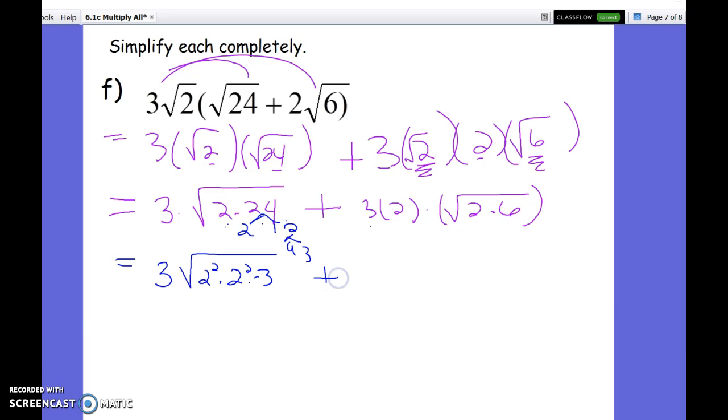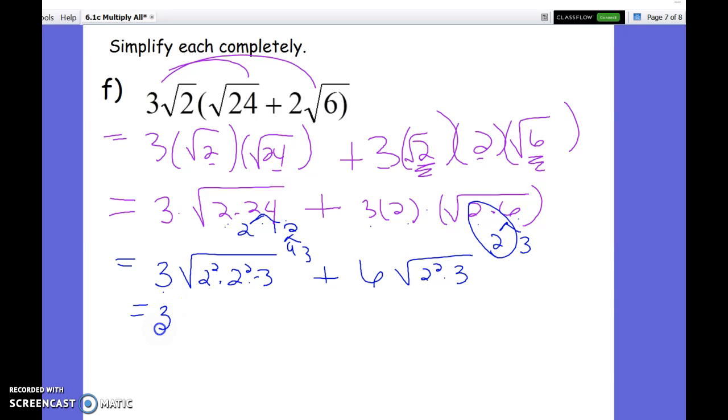Then we're going to add. Well, 3 times 2 is just 6. And underneath our radical, we've got 2 times 6. But 6 is really 2 times 3. We could rewrite 2 times 6 as the square root of 2 squared times 3. So now that we found our groups of 2, we are ready to take the square root.